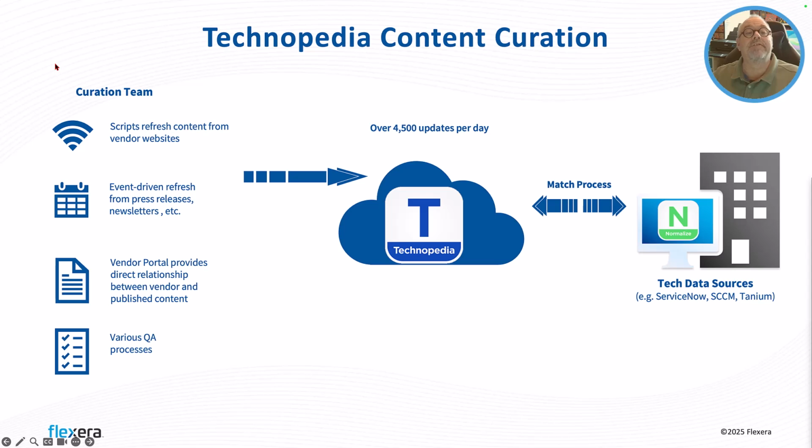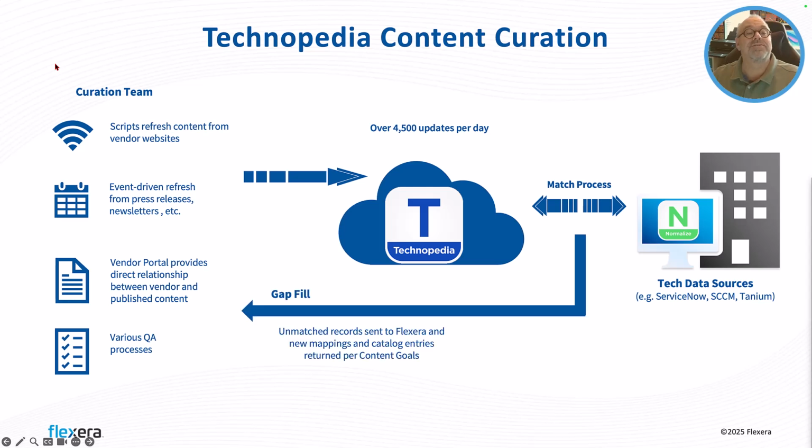When the raw inventory data comes into the system, it goes through the matching process to Technopedia. If matched, it moves through the system to normalization. If there is no match, the information is fed to the curation team to be added. This is referred to as the gap fill process.